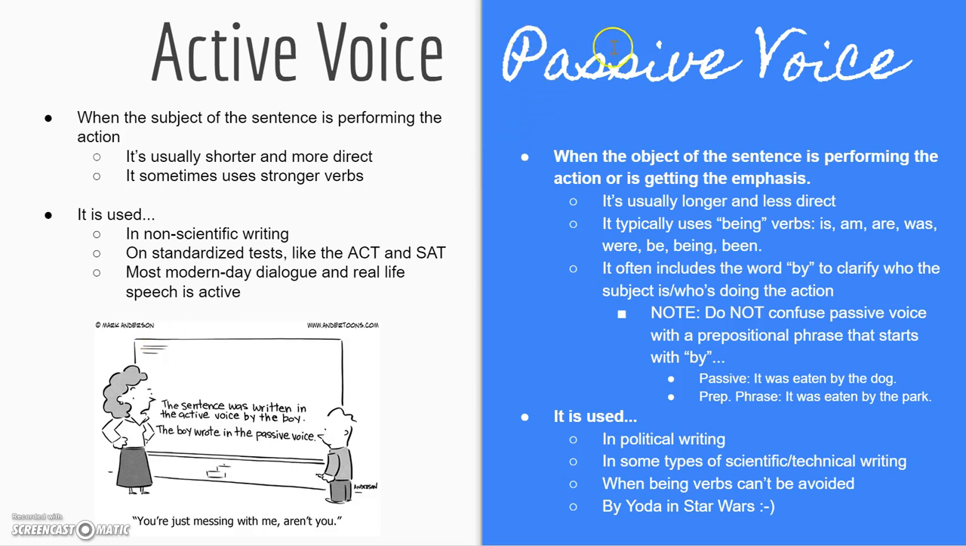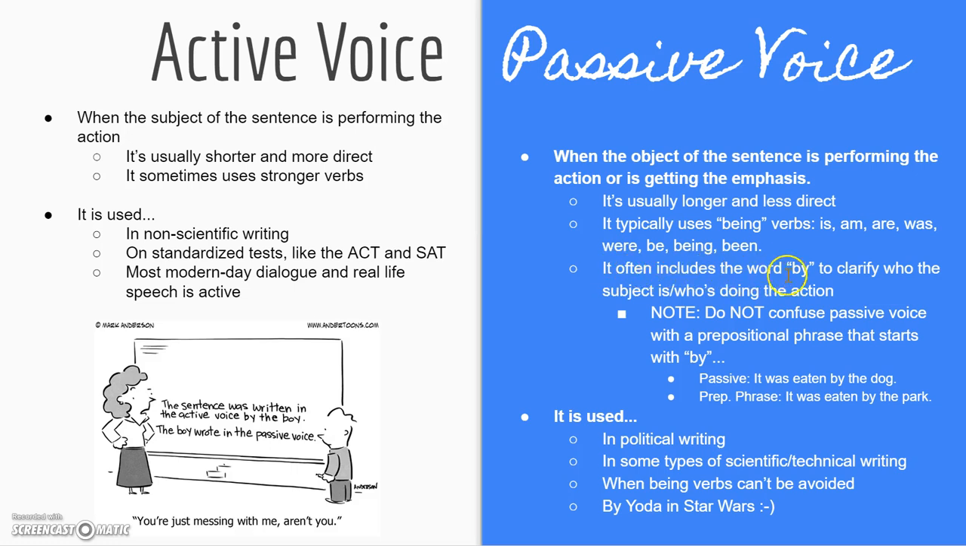Passive voice, on the other hand, I put in cursive because it's more old school. This is when the object of the sentence is performing the action or getting the emphasis. Passive voice sentences are usually longer and less direct, as we saw in some of the previous examples. It often uses being verbs as opposed to action verbs. And those being verbs are is, am, are, was, were, be, being, been.